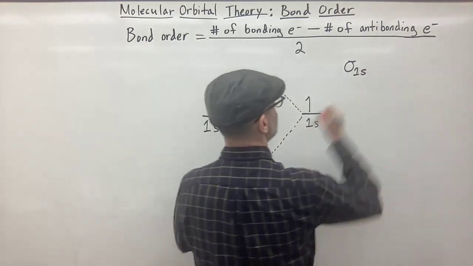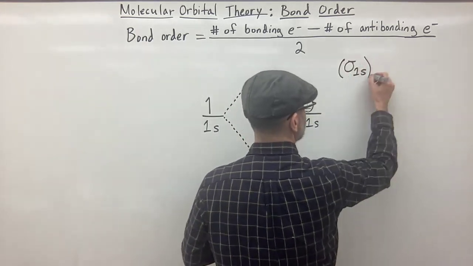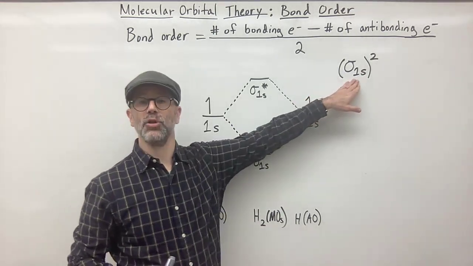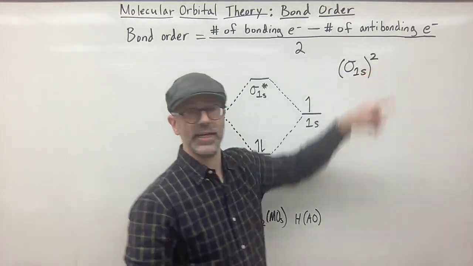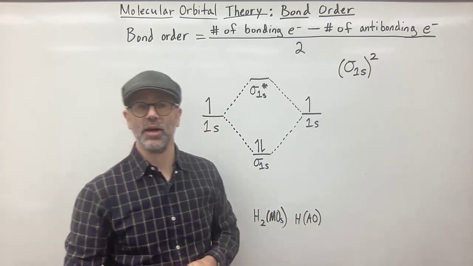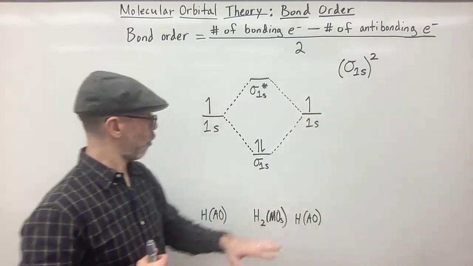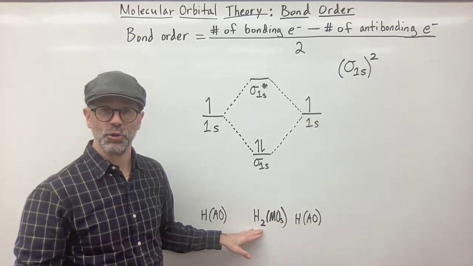You want to put brackets around it, and then we put 2 there. So we have our molecular orbital, and the 2 indicates that we have 2 electrons in that orbital. This would be the electron configuration for the H2 molecule.